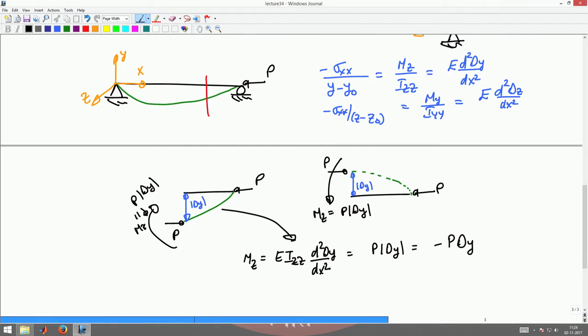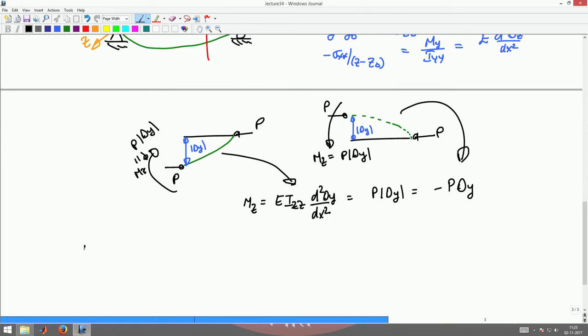Now you find that the same equation holds for this case also, because this moment Mz is a negative moment but delta y is positive. So when delta y is positive, this is a negative moment, so this gives the right sign for the bending moment. This is the right expression of bending moment, whether it bends down like this or bends up like that. So the equation remains the same.